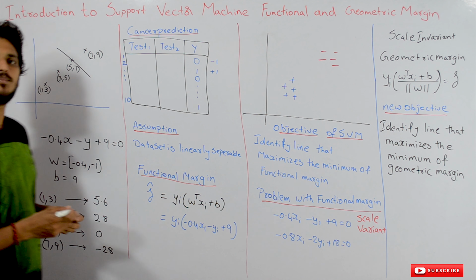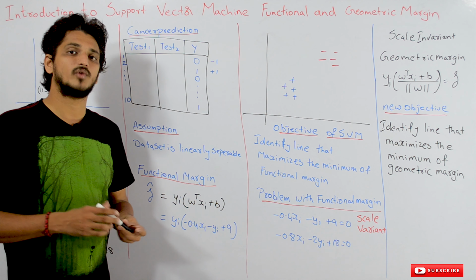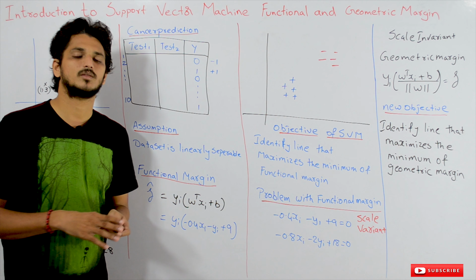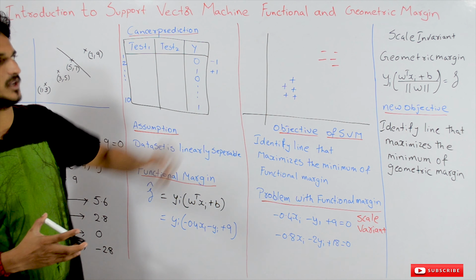So we'll take an example data set and understand what support vector machine is, what the objective of support vector machine is, and what functional margin and geometric margin are.